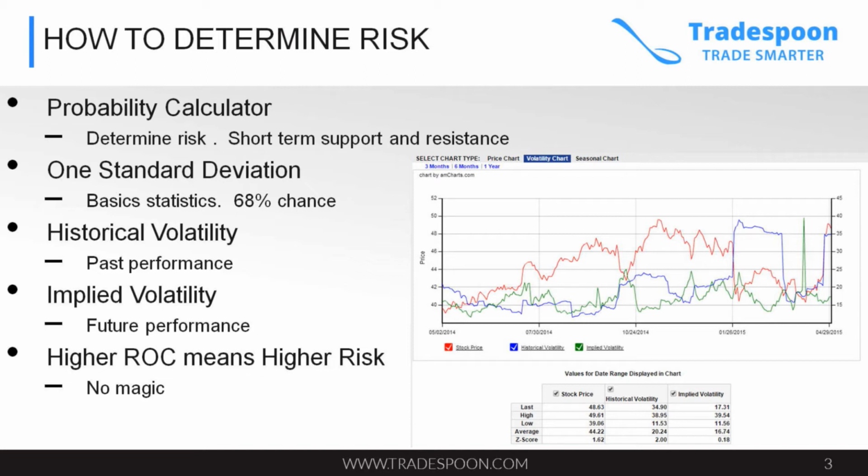And again, the most important concept that we advocate at TradeSpoon, that you can see on every trade recommendation that we make, is that higher return on capital means higher risk. If you look at our probability calculator, you can structure your trades where you can be right 80% of the time. You can be right 90% of the time by selling out of the money options. But that comes at a price. That means you're taking a higher return on capital. So if the trade does go against you, you have to be very aggressive in defending your position. And just like anything else in life, there is no magic.